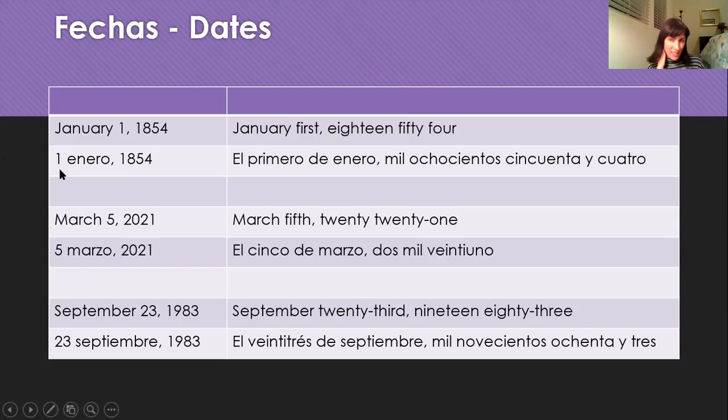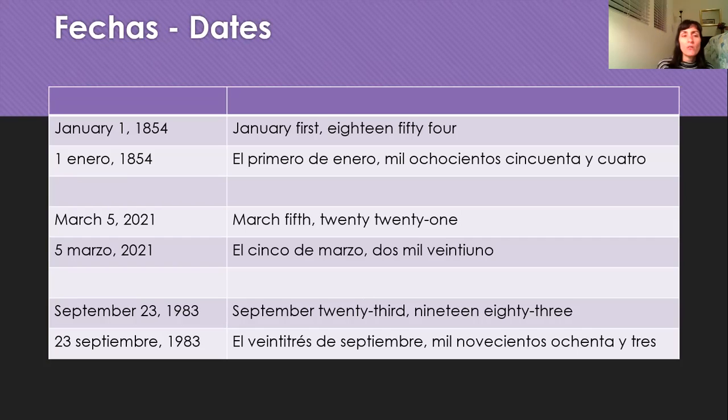And the day is the ordinal number for the first day of the month only. So el primero is the first day of the month. El primero de enero, el primero de febrero, el primero de marzo. El primero is the first. That's an ordinal number. But every other day of the month is just a counting number, like 2 of January, 3 of January, 4 of January, 5 of January, 2, 3, 4, 5, 6.